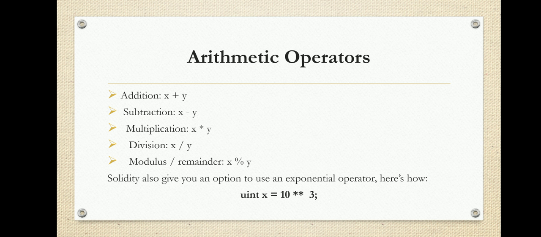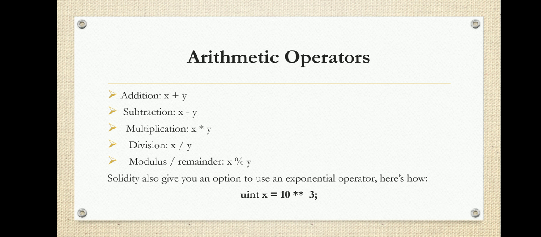Here you can see the arithmetic operators in Solidity. If you want to perform addition, the notation is x plus y. For subtraction, the notation is x minus y. For multiplication, the notation is x star y. Division is x by y, and it is possible to find the modulus or remainder.